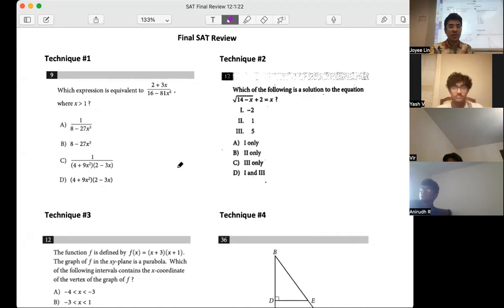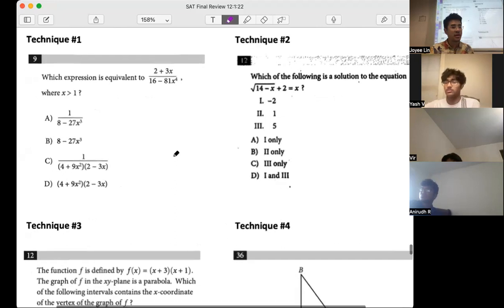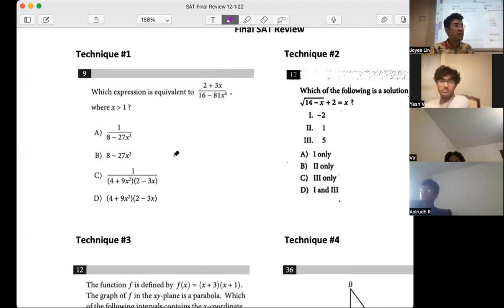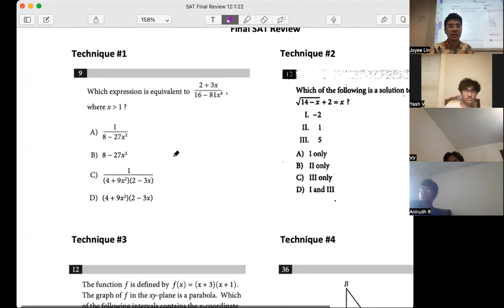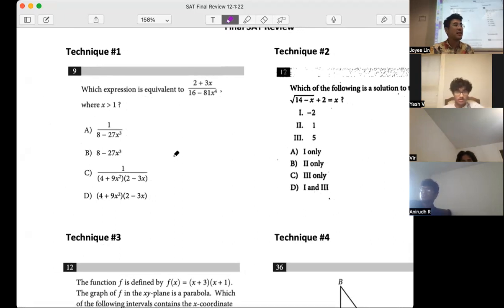Okay. Technique number 1, what's the shortcut? Not math. What is a non-math shortcut? How do we do it without doing math? We'll have to do some math though. What constitutes not that? Plug into. Yeah, plug in. That's the non-math shortcut.